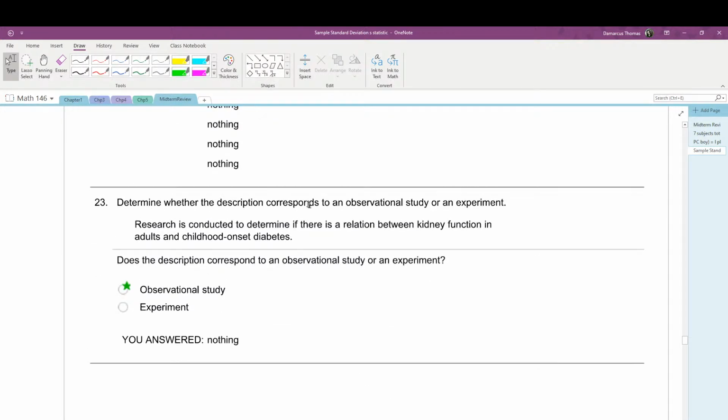Determine whether the description corresponds to an observational study or an experiment. And in order for something to be an experiment, you have to have a result. If there's no result, there's no experiment. An observational study is usually just for writing and to determine if you should do an experiment or not. But observational studies are pretty powerful, though.